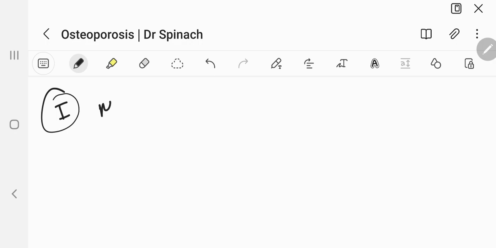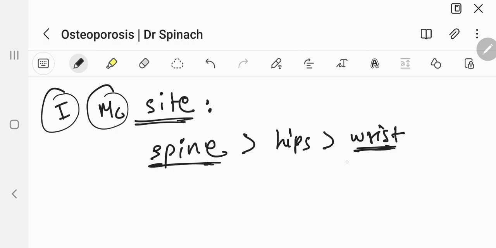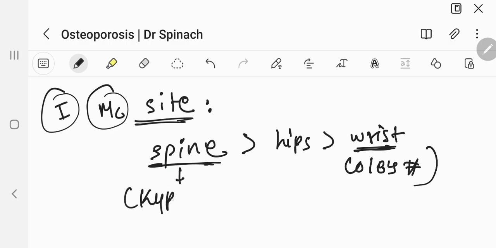Okay, so the most common site that is affected in osteoporosis is very important. It starts with the spine. So spine is the most commonly affected. Then you have hips that are affected, and finally wrists. In the wrist you can actually see Colles fracture, that is most common. And in the spine you usually see kyphosis, abnormal curvature of the spine. So these are the things that you need to remember about osteoporosis.